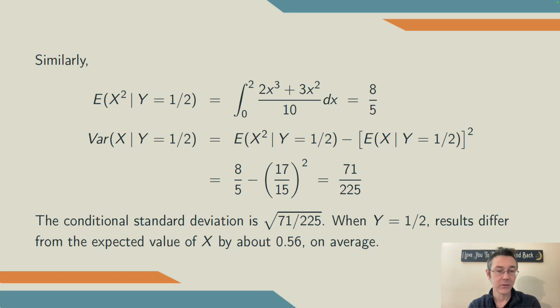The conditional standard deviation is the square root of that, which ends up being about 0.56. To say that in ordinary human language, when y is equal to 1/2 in this distribution, results differ from that expected value of x by about 0.56, on average, roughly speaking.